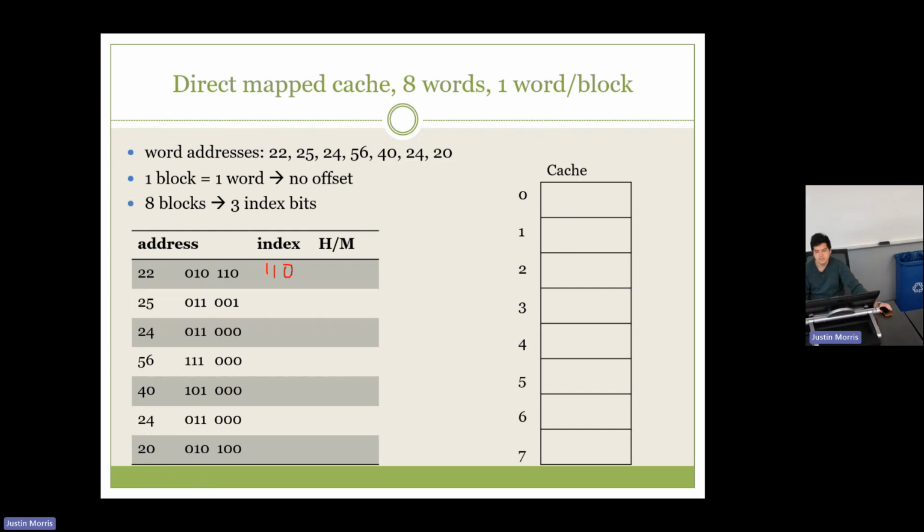Cache is initially empty, right? So 1, 1, 0 is 6, right? Nothing here. We have a miss. So what goes here? Memory at 22.